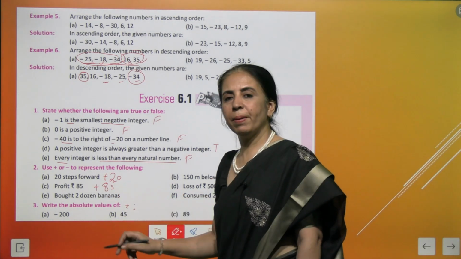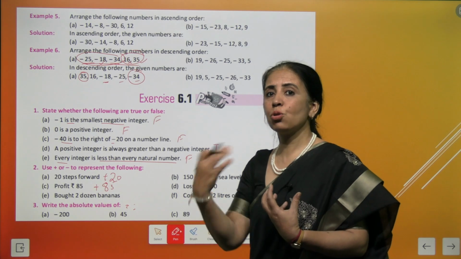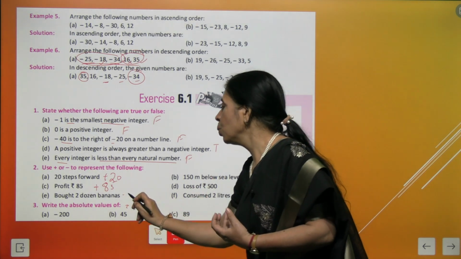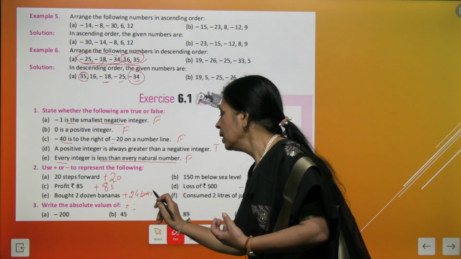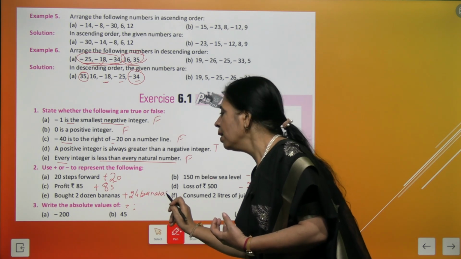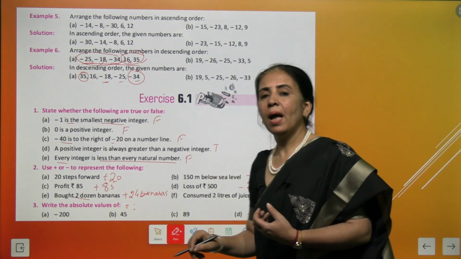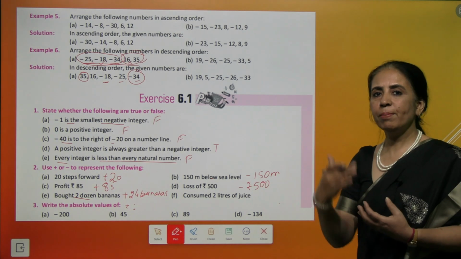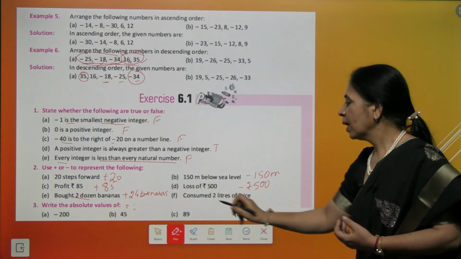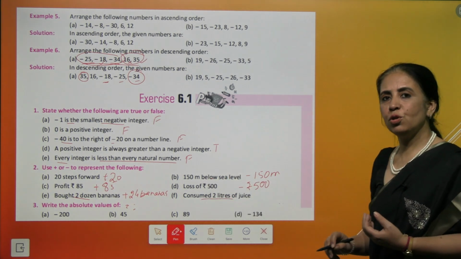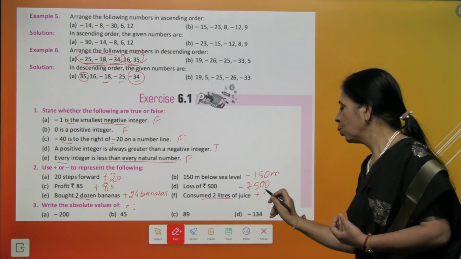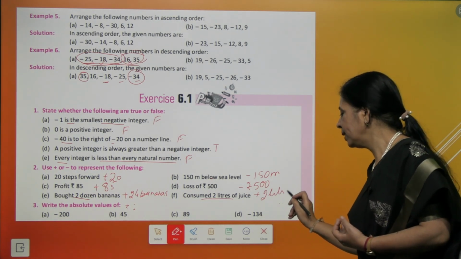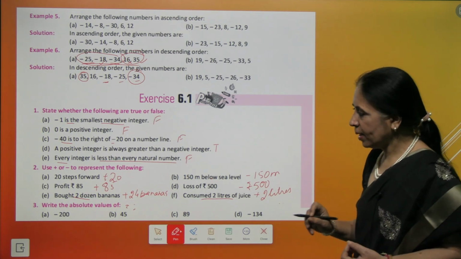Bought 2 dozen bananas. Bought means your stock has increased, so we write down +24 bananas. Now why 24? Because it's 2 dozen, and 2 dozen means 2 times 12, which is 24. Consume 2 liters of juice. So we have taken 2 liters of juice. So we write down +2 liters. Come to the next question.